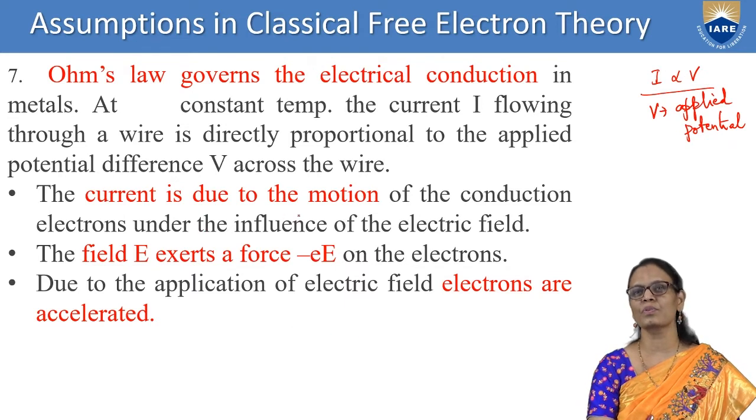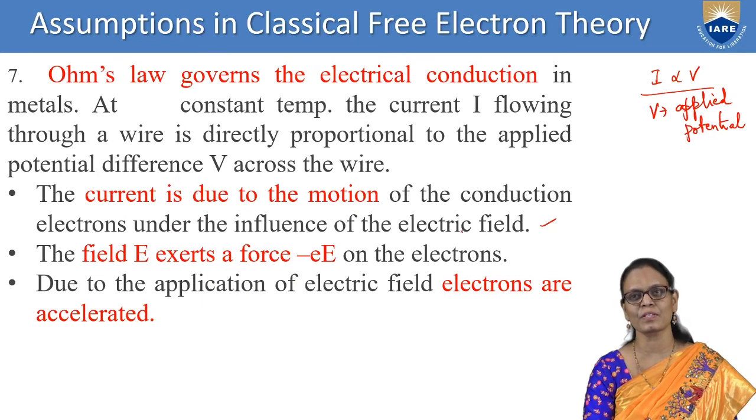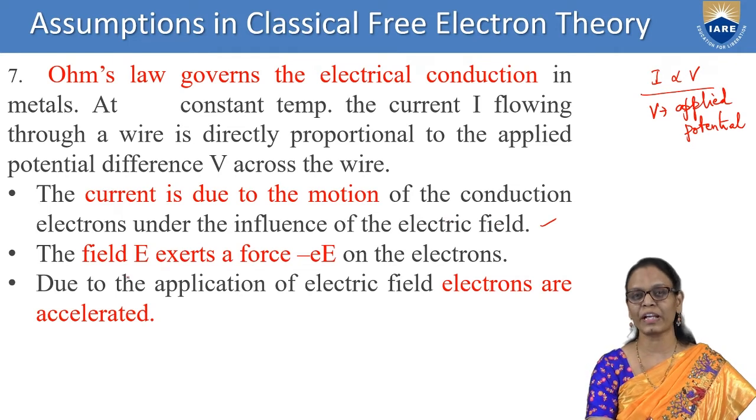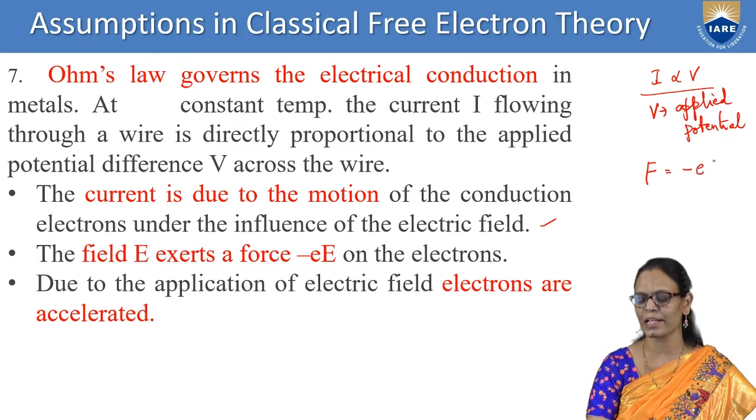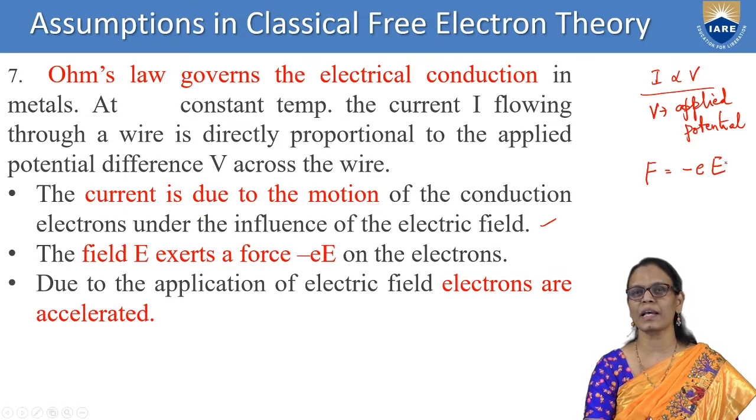The current is due to the motion of the conduction electrons under the influence of the field. So how are we getting the current? Due to the motion of the electrons. And this motion is under the influence of the electric field. Now the field exerts a force of minus eE on the electrons. What is the force exerted on these electrons due to the applied field? It is given by minus e into E. So these electrons experience a force given by minus e into E.